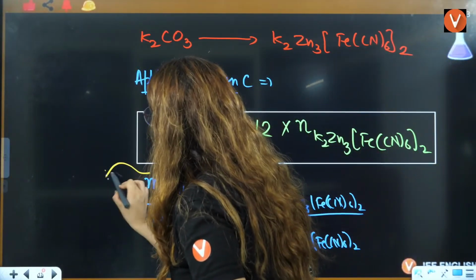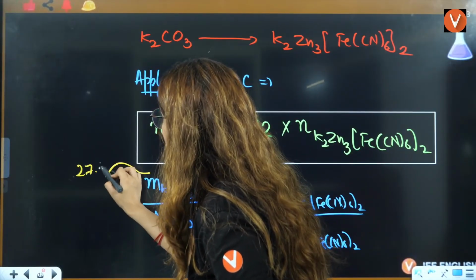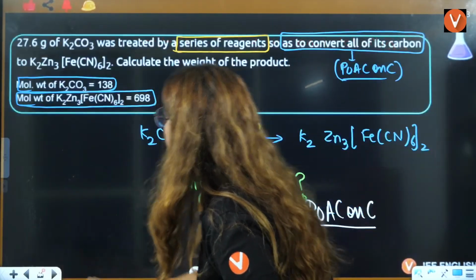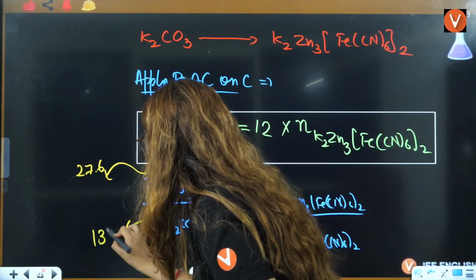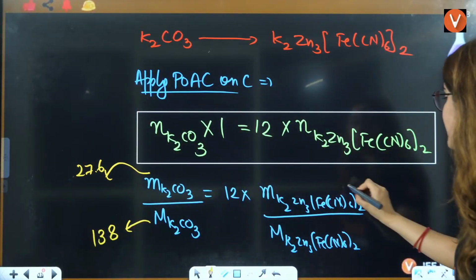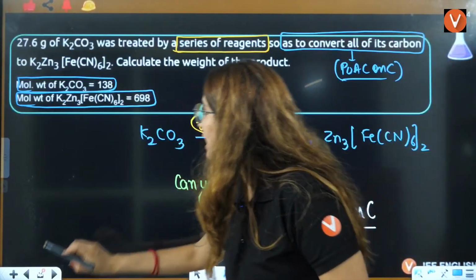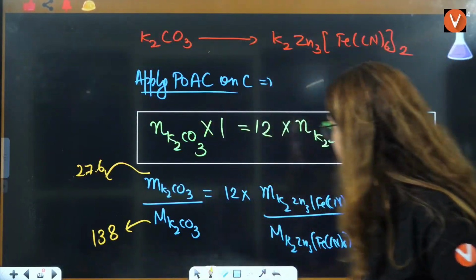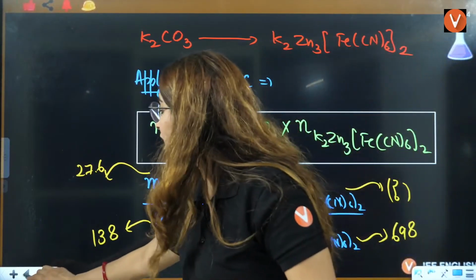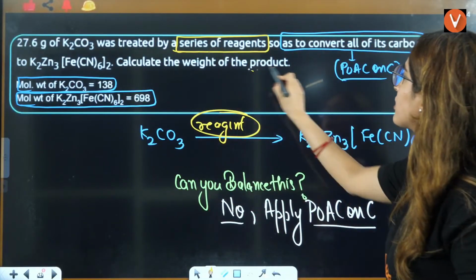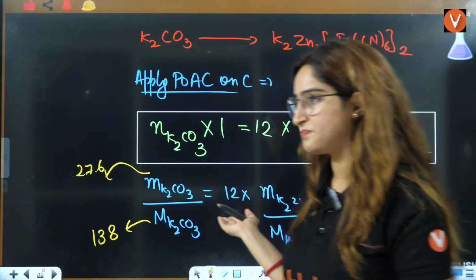This is already given to you in the question, that is 27.6. This is also given to you in the question, that is 138 is the molar weight. So I'll just write here 138. This is what they are asking you, right? And this is given to be 698. So now, what they asked you here is to calculate the weight of the product. And this is the product. So can you answer the weight of the product here?